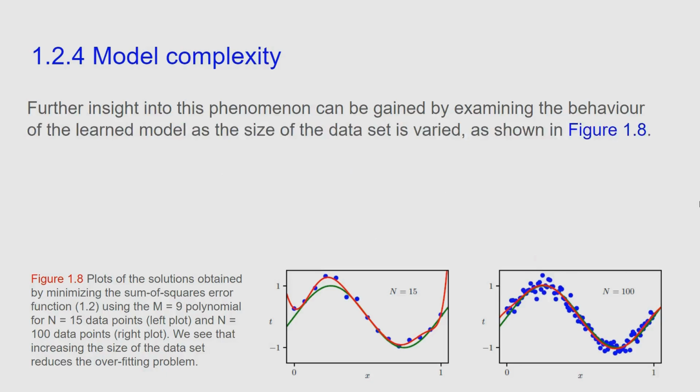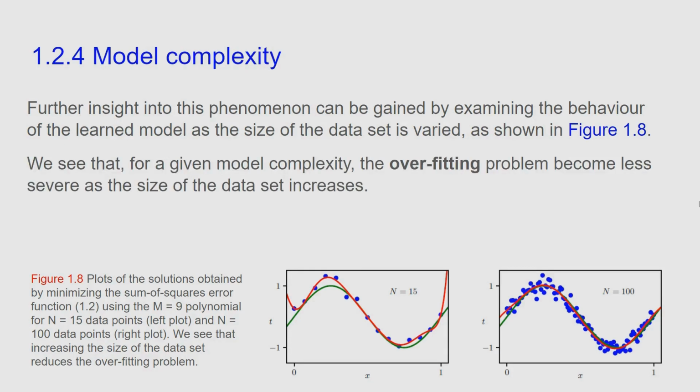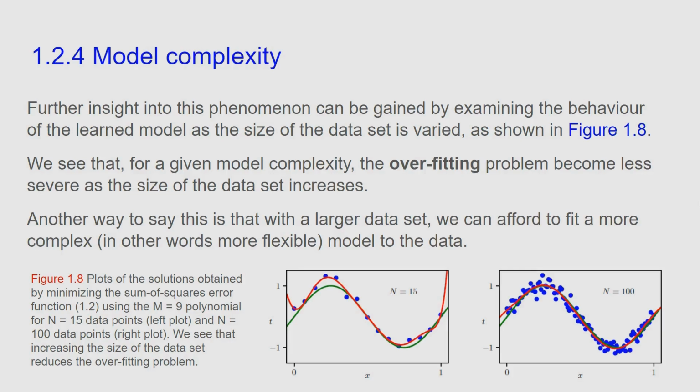Further insight into this phenomenon can be gained by examining the behavior of the learned model as the size of the data set is varied. As shown in Figure 1.8, we see that for a given model complexity, the overfitting problem becomes less severe as the size of the data set increases. Another way to say this is that with a larger data set, we can afford to fit a more complex, in other words more flexible, model to the data.